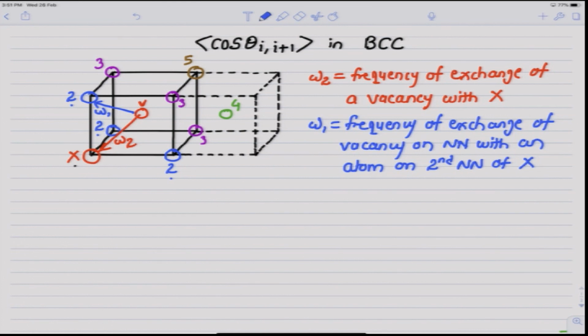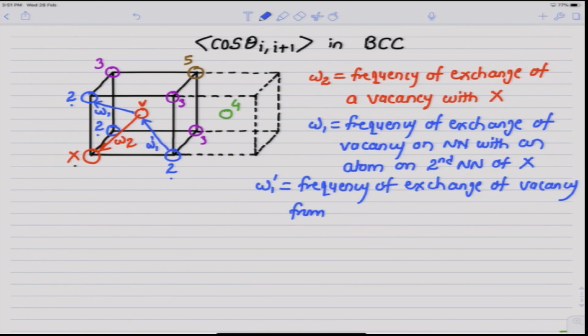Then a reverse frequency can be defined if the vacancy jumps from the second nearest neighbor to the nearest neighbor. It is defined as omega 1 prime. So, omega 1 prime is the frequency of exchange of the vacancy from second nearest neighbor to the nearest neighbor of X.